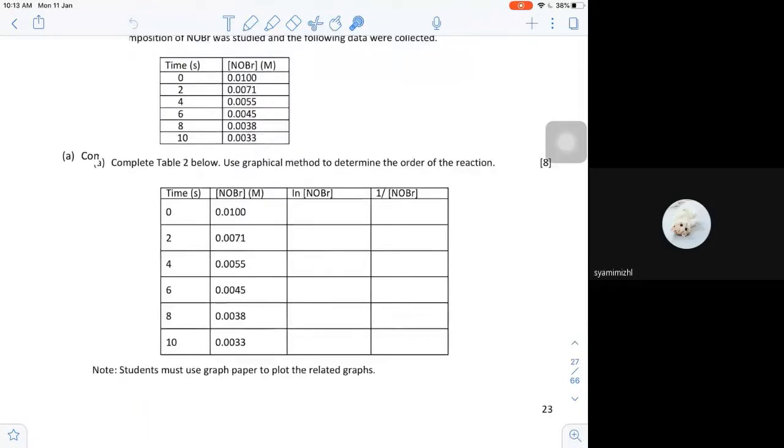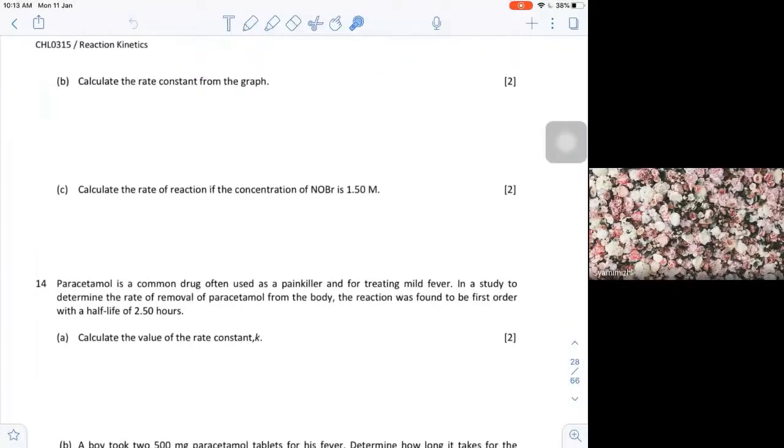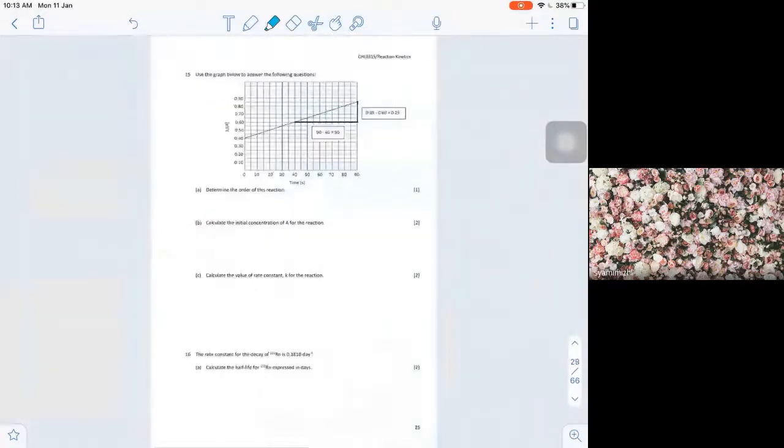Okay, and then from that linear graph, we determine what is the order of the reaction. Then we can calculate the rate constant from the gradient of the graph. Okay, so please answer. This is your homework of the day. Please complete this. Okay, question 13 and also question 15 related to this as well.